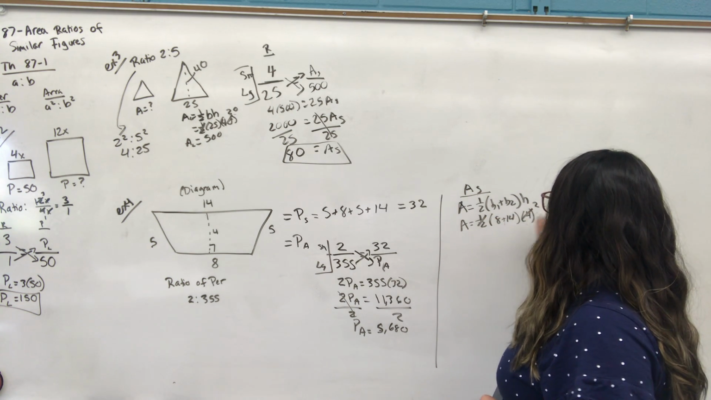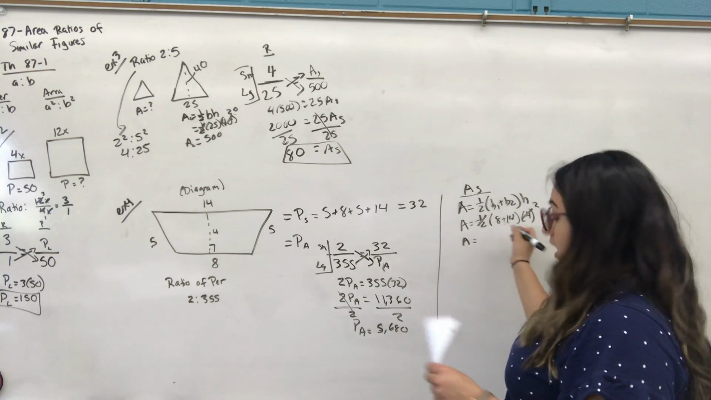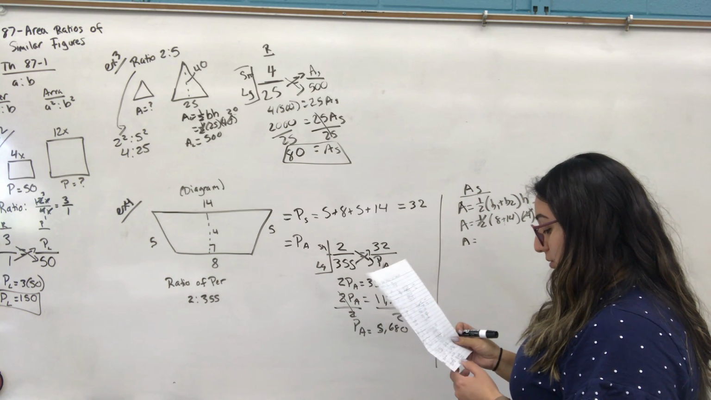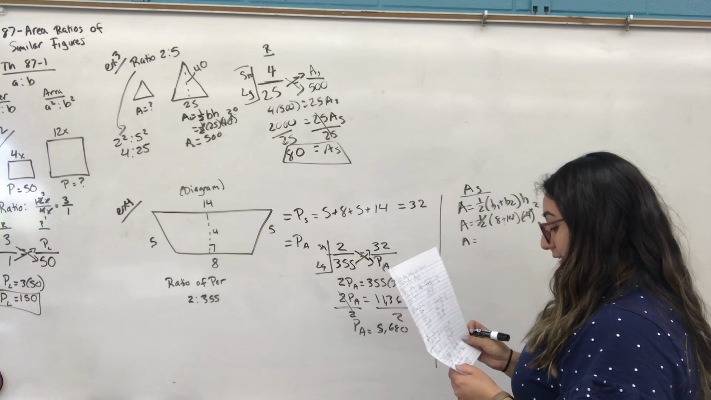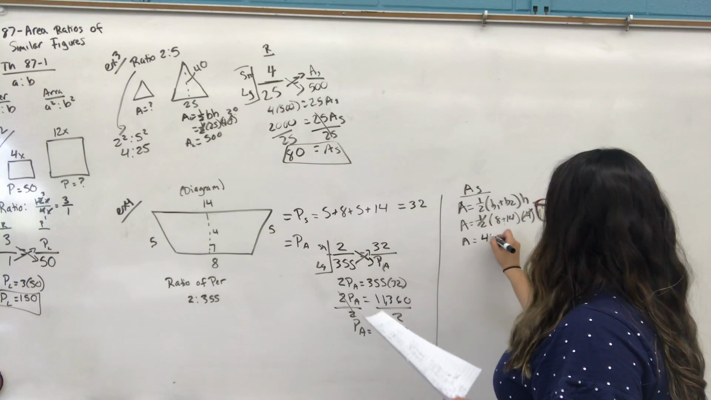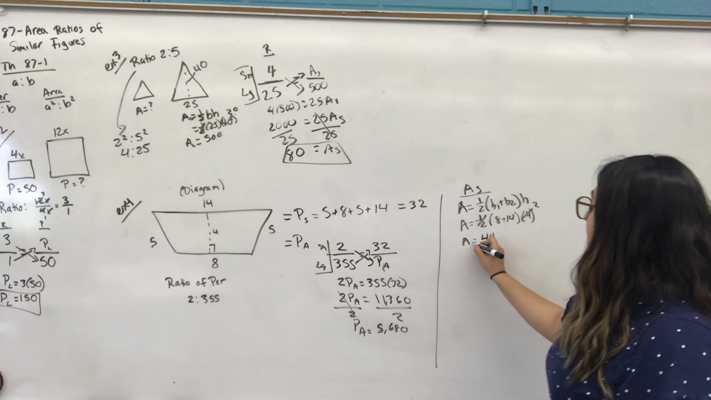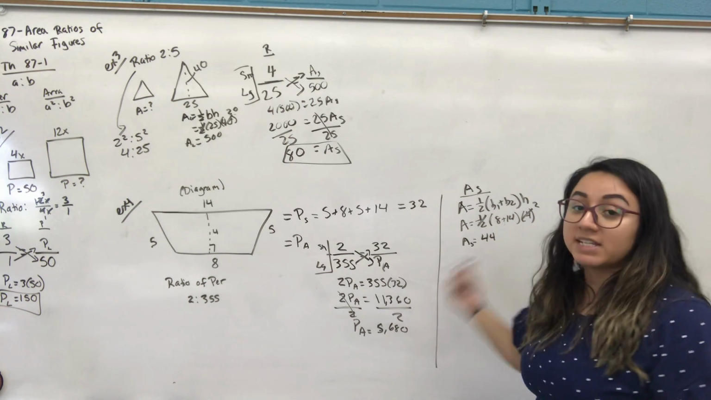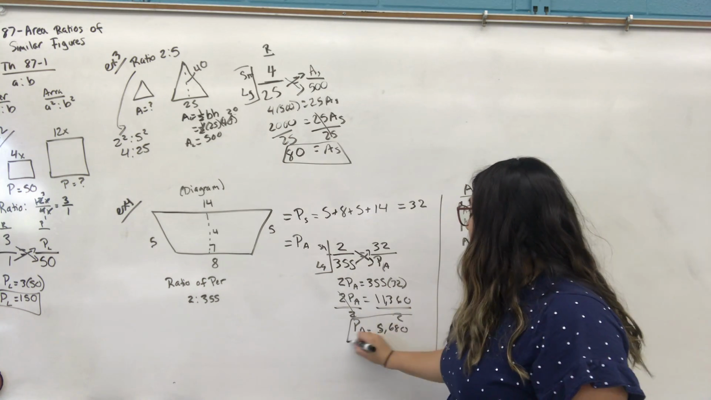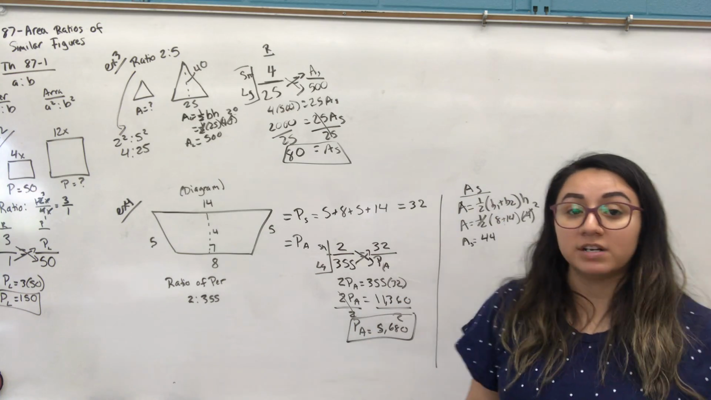Half of 4 is 2. 8 plus 14 times 2 is 44. That will be 22. Multiplied by 2 is 44. So the area of the smaller one is 44, but that's not what we're looking for. We're looking for the perimeter and area of the actual garden itself.